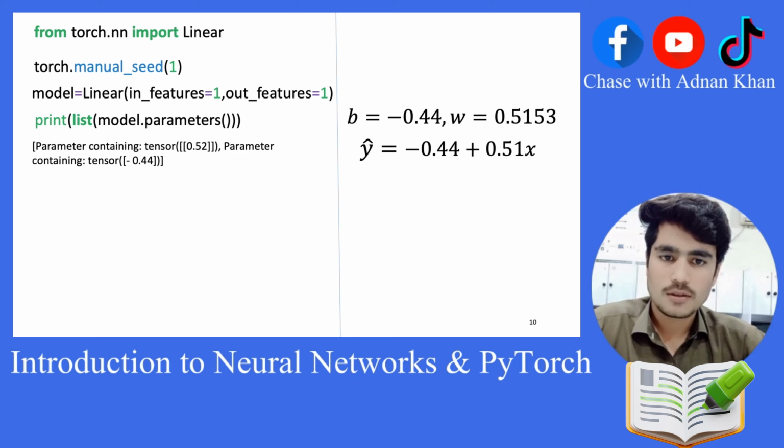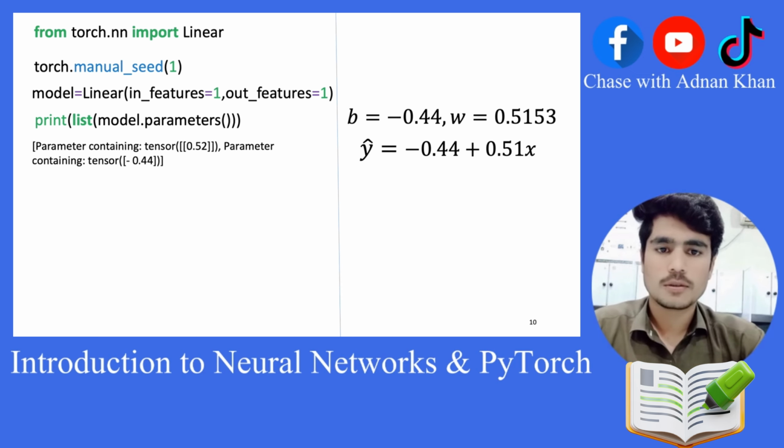This gives us the model parameters. The first is the slope. The second is the bias. We have to apply the Python function list to get an output, as the method is lazily evaluated.